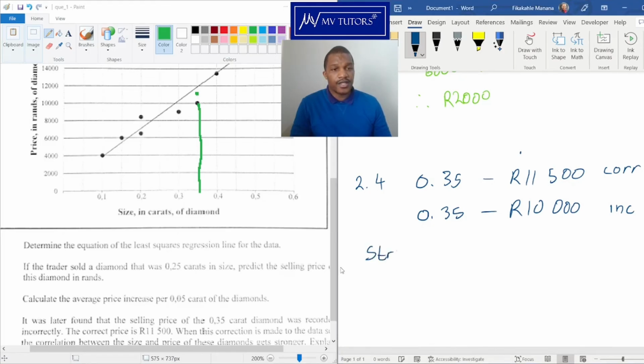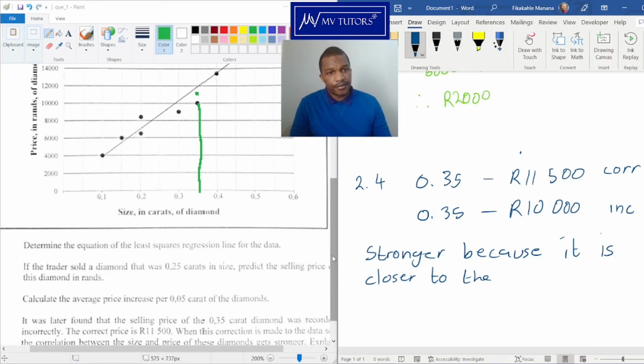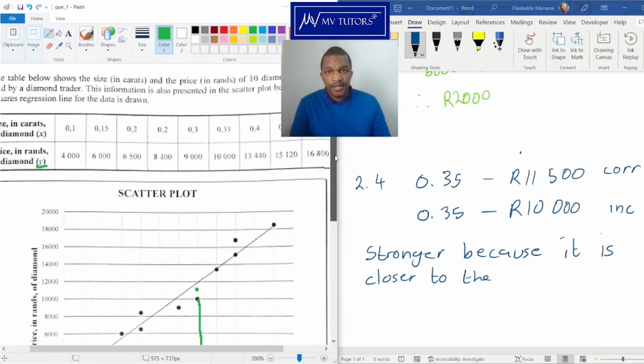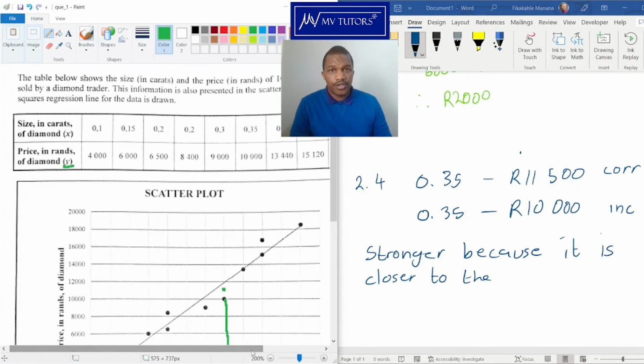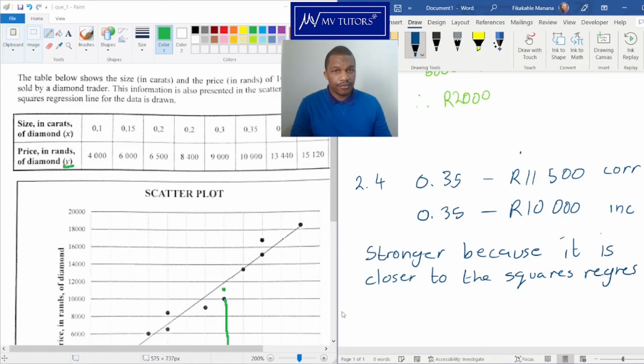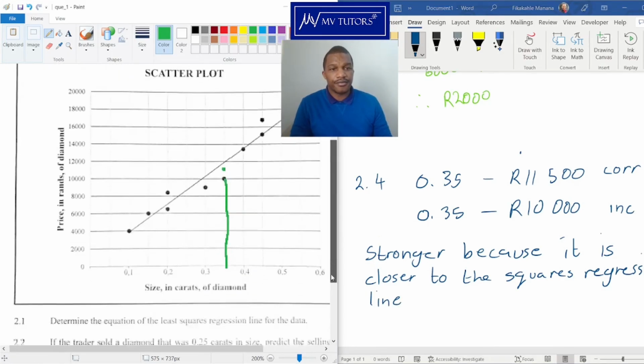We can write that sentence actually: stronger because it is closer to the regression line. Or let's write it like they wrote it here. What did they say? Square regression line. Squares to the squares regression line. That's it.